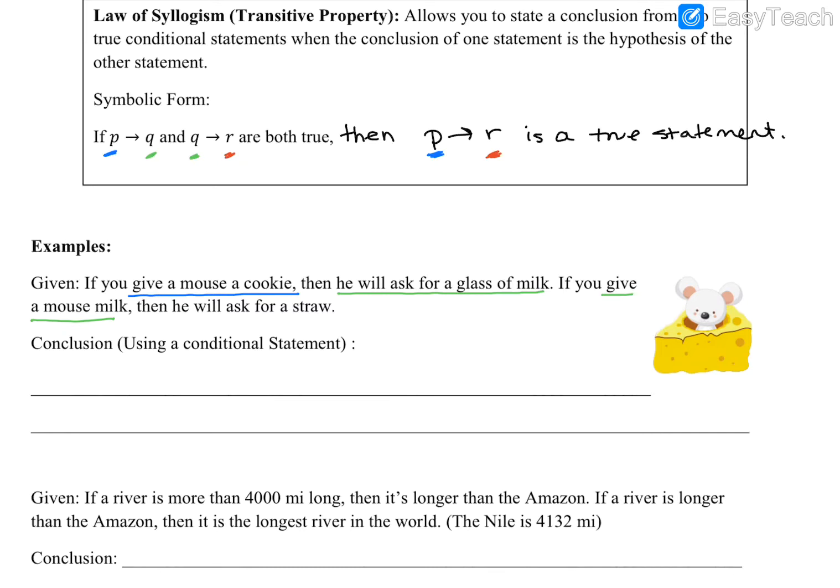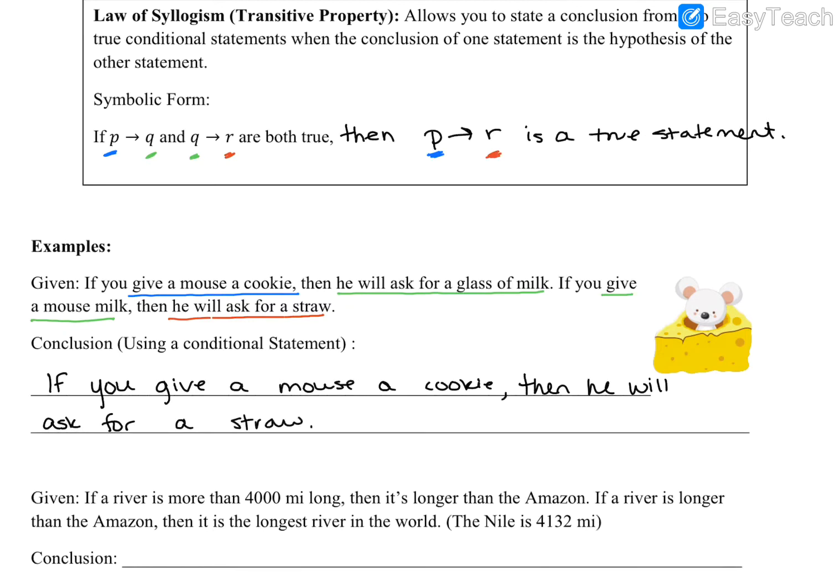The new idea here says then he will ask for a straw. Okay. So what we get to conclude here is that if you give a mouse a cookie, then he will ask for a straw. So we go directly from the blue part of this, that blue statement, to the red conclusion, because you don't have to repeat that green in there.